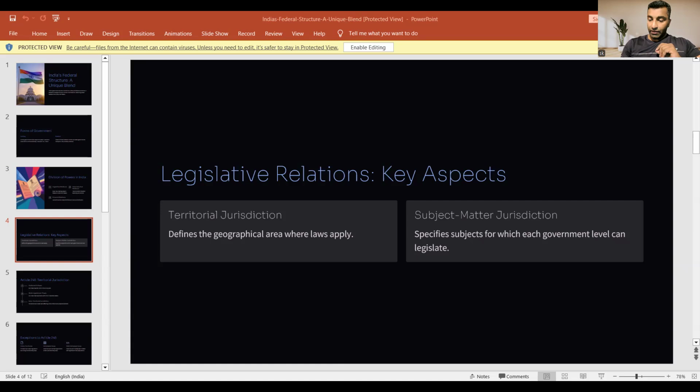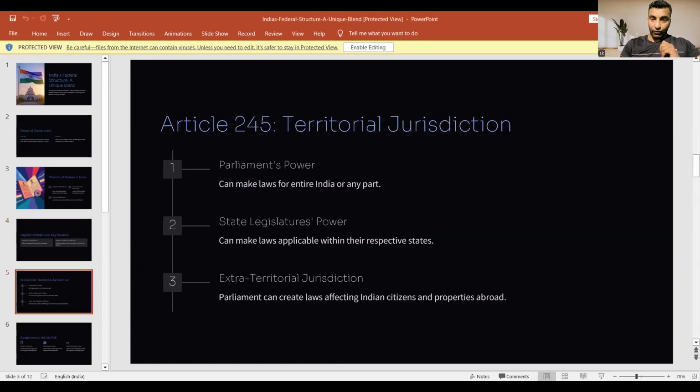Let's see if I have a slide for that. Yes, Article 245. Article 245 lays down the fundamental structure of legislative power in terms of geographical reach. Clause 1 states that Parliament can make laws for the entire territory of India or any part of it. And clause 2 grants the state legislature the power to make laws applicable within their respective states.